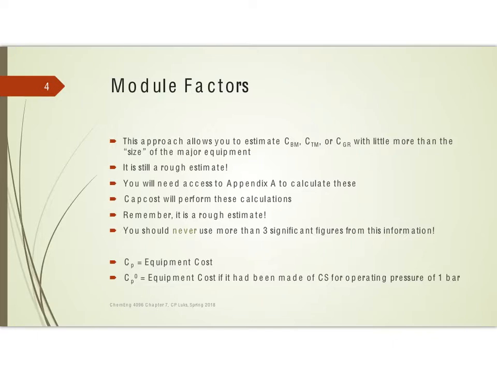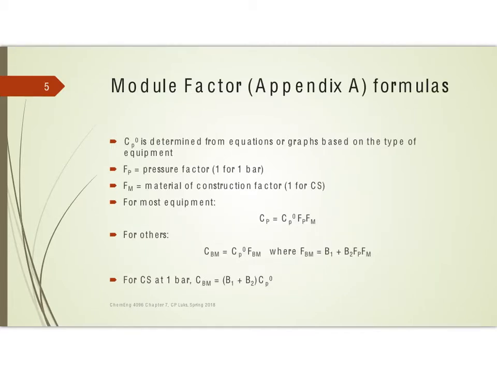We're going to have some ways of scaling to move to whatever our actual material is, or if we need sturdier equipment for operating at vacuum or higher pressures. We're going to generally get C sub P naught from equations or graphs, depending on what type of equipment we have. There'll be choices for those.